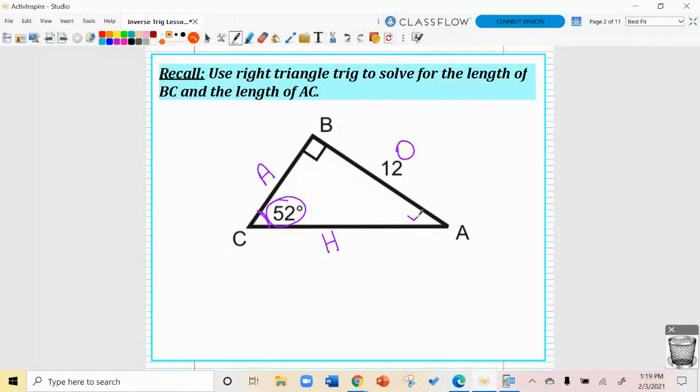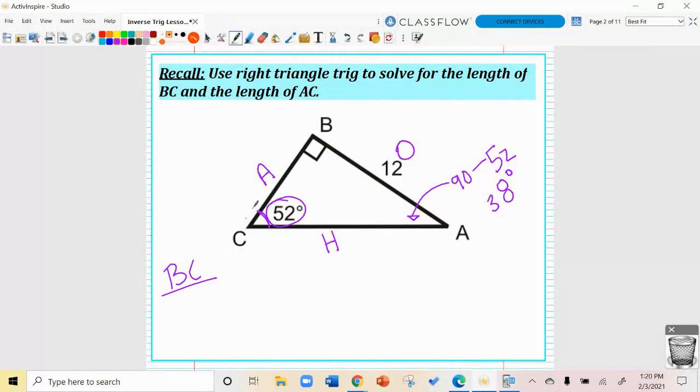I could find that angle: 90 minus 52 is 38. And I could use that as my reference if I wanted, and just keep in mind opposite and adjacent would switch, and hypotenuse would stay the same. That's a good challenge. I'm going to start off by finding BC, and it says to use trig, so I'm going to use trig for both of them, even though I have my favorite thing called the Pythagorean theorem.